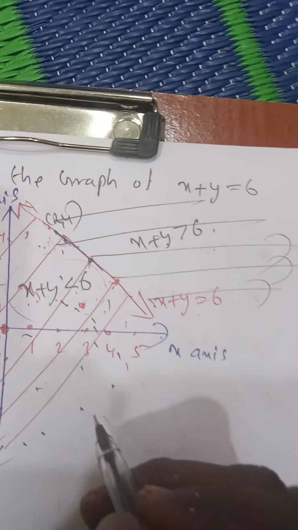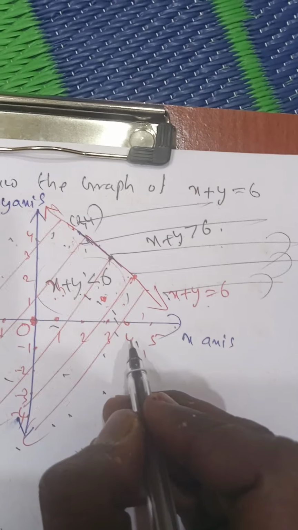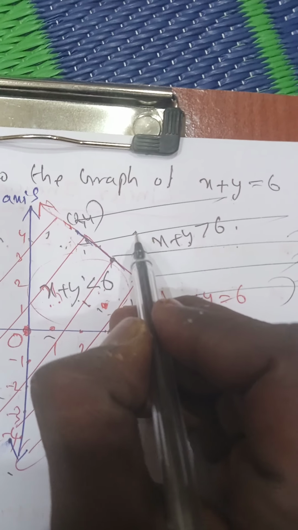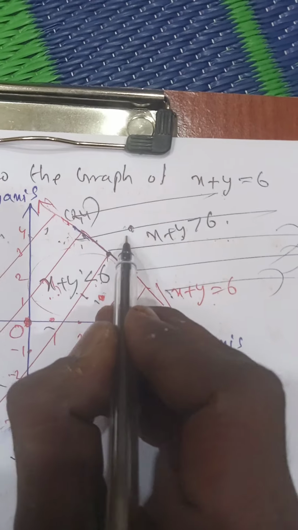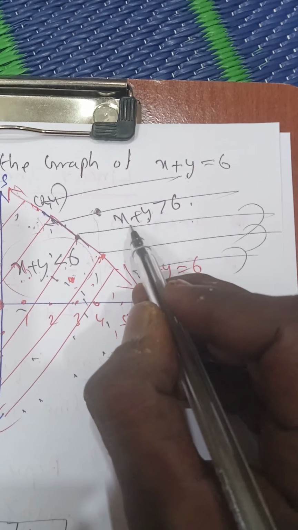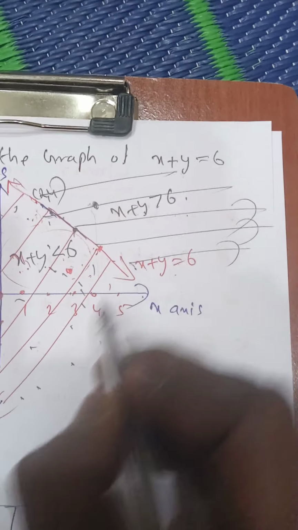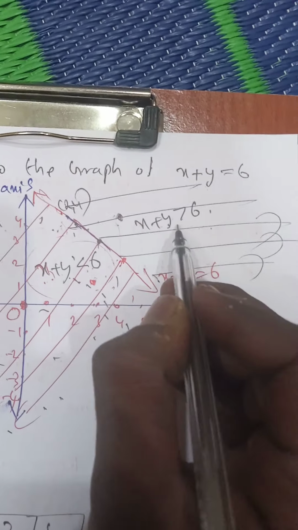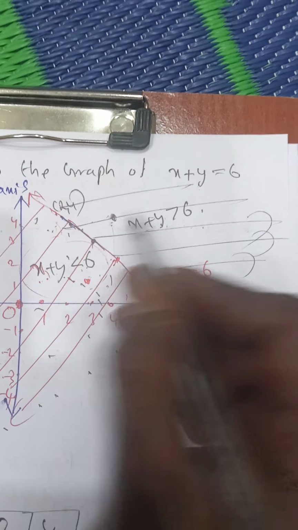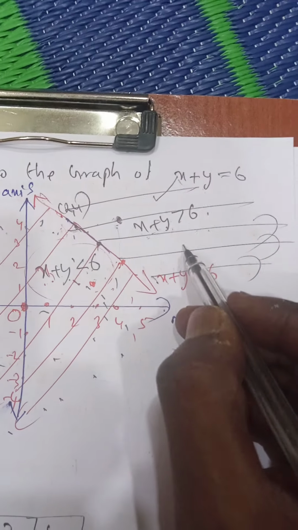Let us consider a point here. I am taking one point here, this is (4, 4), isn't it? If I write the 4 and 4 here, 4 plus 4 is greater than 6. That means (4, 4) satisfies this greater than type inequation.